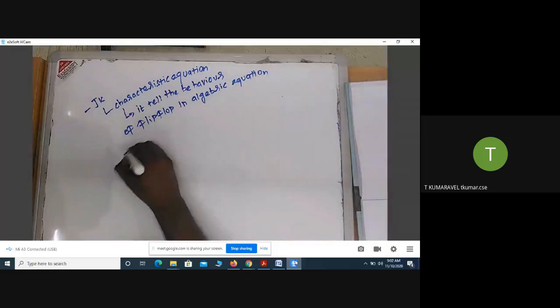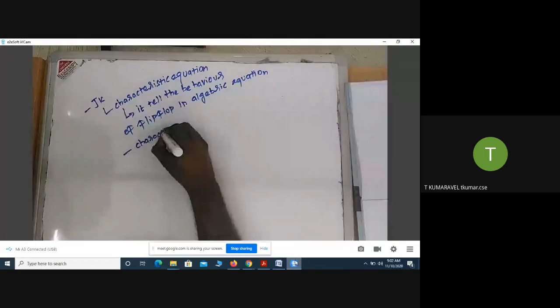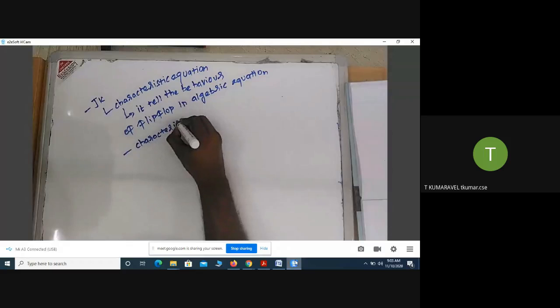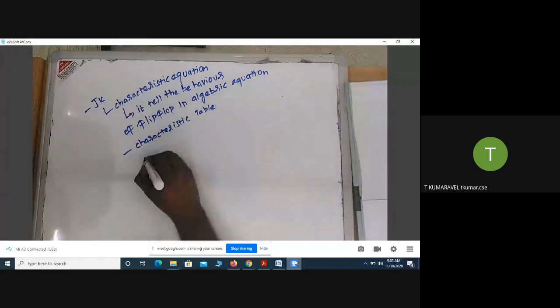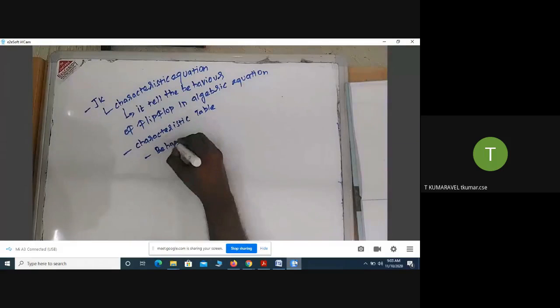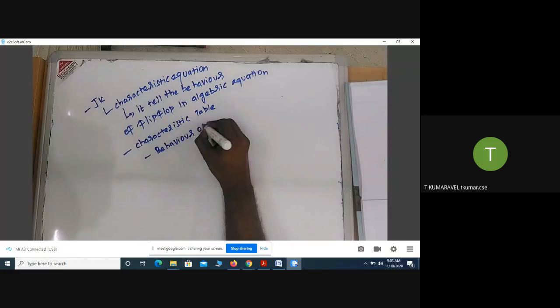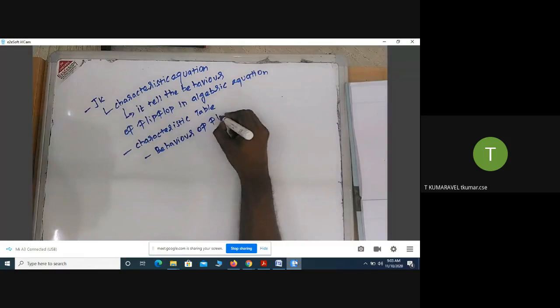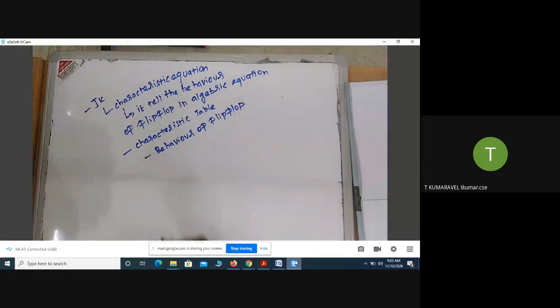What is the meaning of characteristic table? So the characteristic table tells the behavior of the circuit. It will tell the behavior of the flip-flop. Okay, so what parameters are available in the characteristic table?